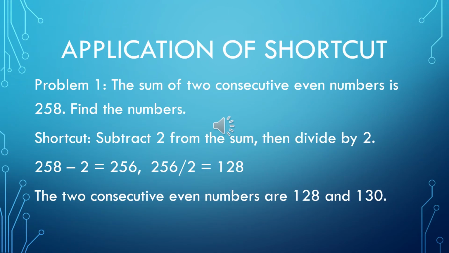Now applying this shortcut to our first problem earlier, since we were given the sum, which is 258, and we're asked to find the two consecutive even numbers, step 1 is to subtract 2 from 258. So 258 minus 2 is 256, and then step 2 is to divide by 2. 256 divided by 2 is 128. So the first of two consecutive even numbers is 128, and the second is 130. So the two consecutive even numbers are 128 and 130.